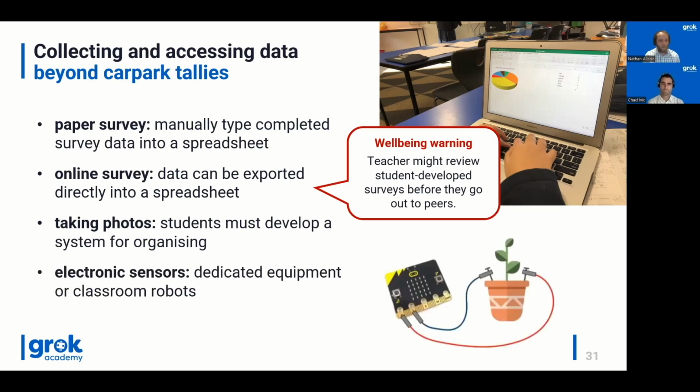And then another one that sometimes isn't thought about is using electronic sensors. I know we had the dedicated data logger pictured earlier on Chad's slide there. But you can also use classroom robots. So talk to your digital technologies teacher, see if they've got microbits like this or other devices that are in the Digitech classroom. They can also be used for collecting data, for example, in this case, collecting the data on the moisture in the soil.